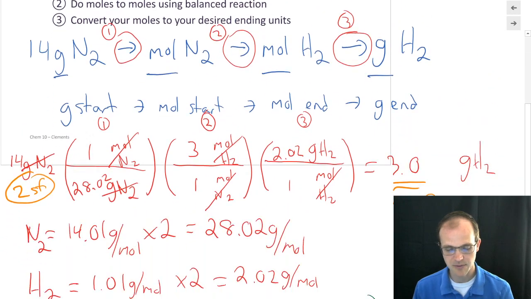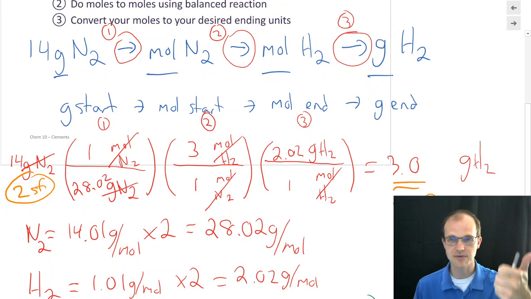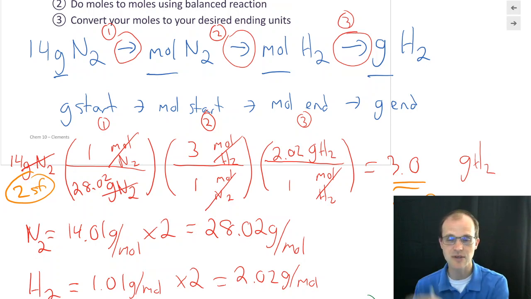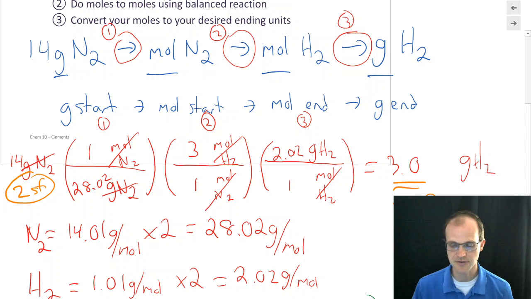We set up, we have a plan that we know. It's grams of what we start with, moles of what we start with, moles of what we're ending with, to grams of what we're ending with. We set up those 3 conversion factors. The nice thing about these problems is they're all very similar. So you can also just memorize, if you want to, set up 3 conversion factors. Okay? So make sure you're always doing these grams to grams problems using 3 conversion factors.